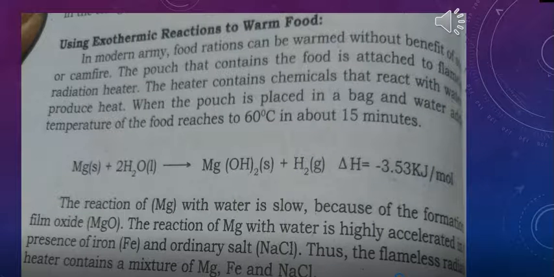This is your slide number 8, and in this slide you can see the heading which says using exothermic reactions to warm the food.